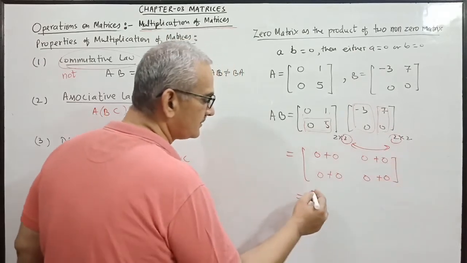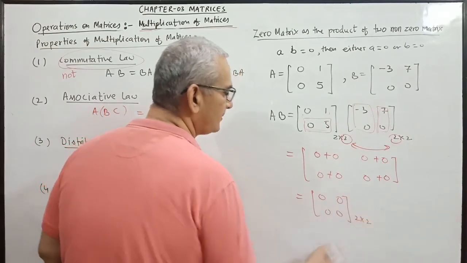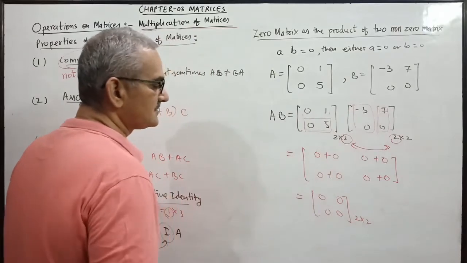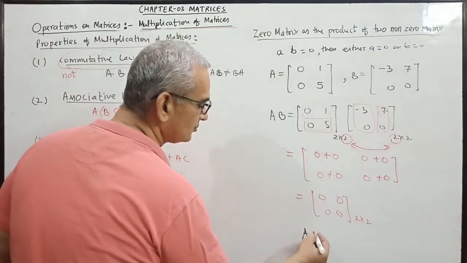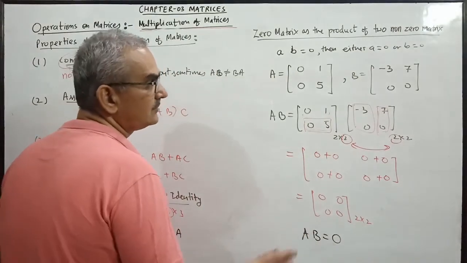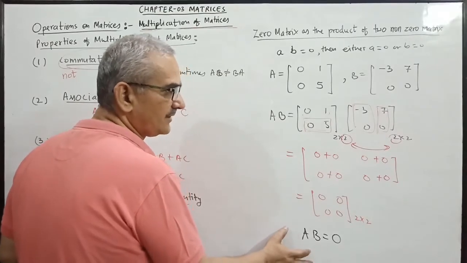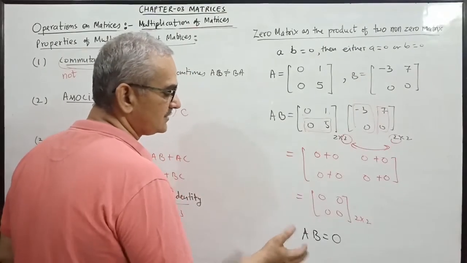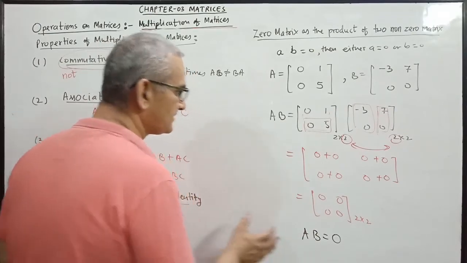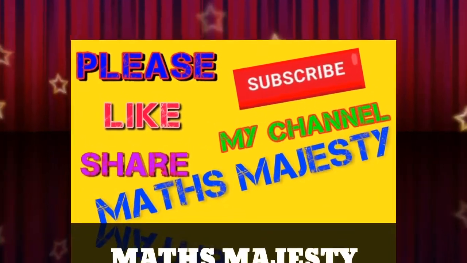So what are you seeing here? You are getting a 0 matrix of order 2 by 2. The product of two non-zero matrices is a 0 matrix. So AB is equal to a 0 matrix. This can happen in matrices: the product of two non-zero matrices can be a 0 matrix. Sometimes in the board exam they can ask this question for 2 marks. I hope that this is clear to you.